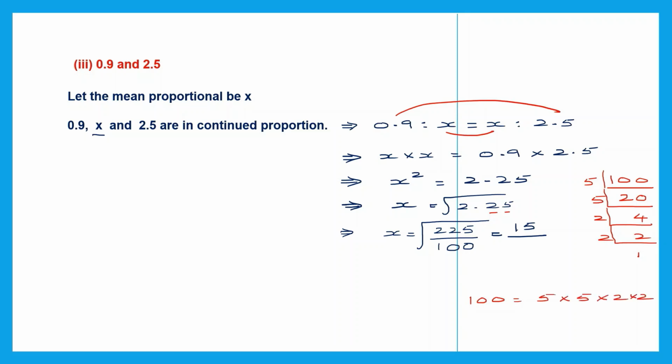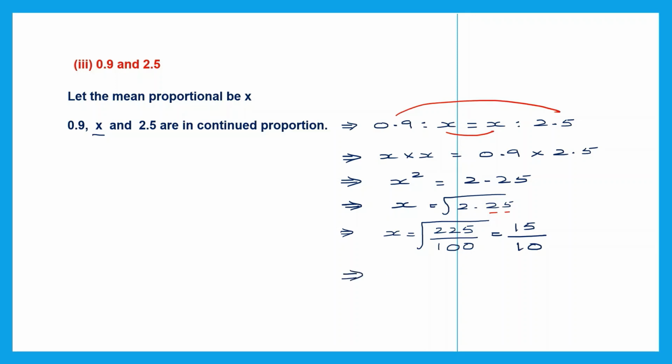Now since we are finding the square root of 100, we are going to put them in pairs of 2. Okay, 2 each. Now we're going to remove 1 from each pair. So this is 5 into, now here we have 2. 5 twos are 10. That means the square root of 100 is 10. So that we can write here as the denominator. So here we have found the value of x. X is equal to 15 by 10.